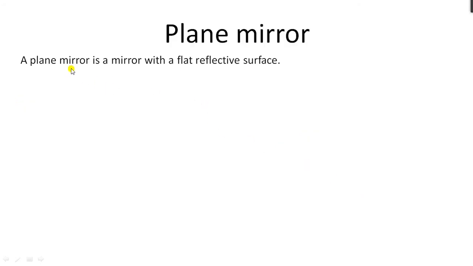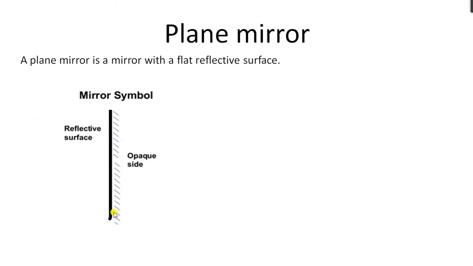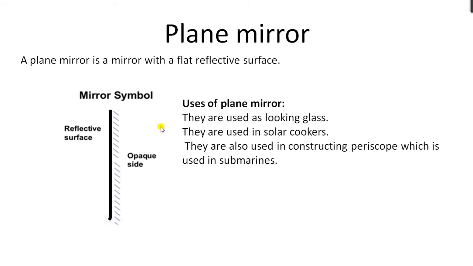So plane mirror is a mirror with a flat reflective surface. So this is the symbol for the mirror. Reflective side or shiny side is represented by a straight line, and the opaque side or back side of the mirror is represented by small slanted lines. And these are the uses of plane mirror. It is used as looking glass, it is used in solar cooker, and they are also used in constructing periscope, which is used in submarines.